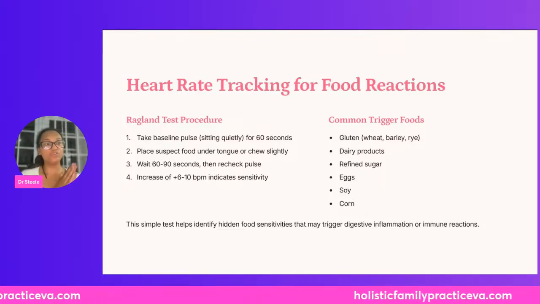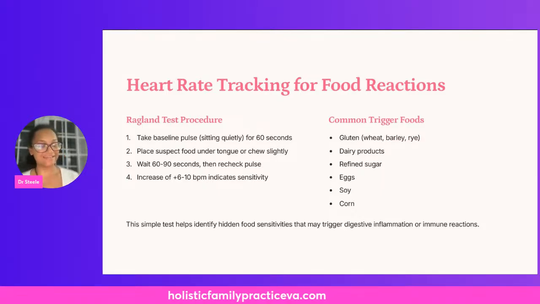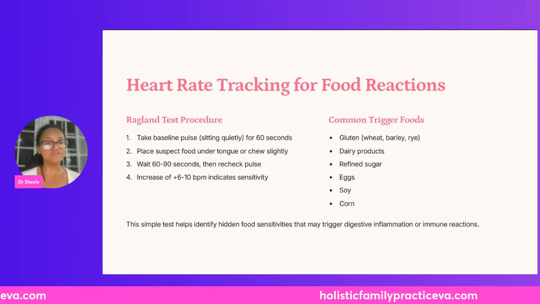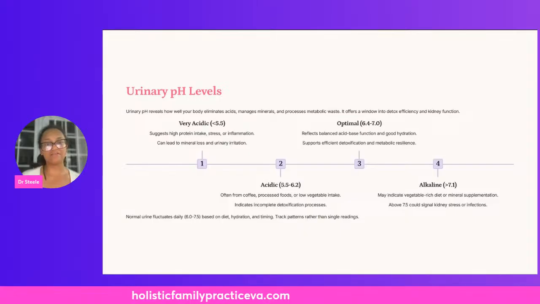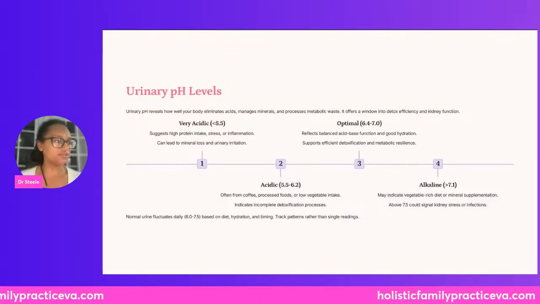So if your pH levels are too high, that alkalinity, meaning your salivary pH is, let's say, 7.5 and beyond, it could be an indication that there is an immune system reaction with food. So then you would use this objective analysis. So, urinary pH levels, we're going to move on to urinary.